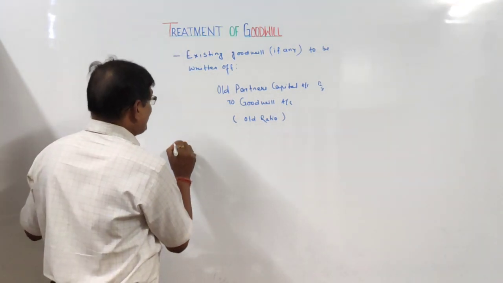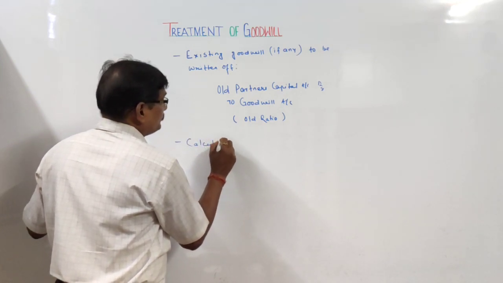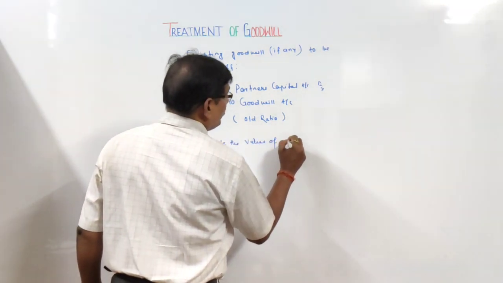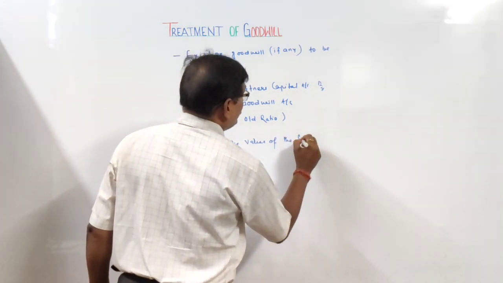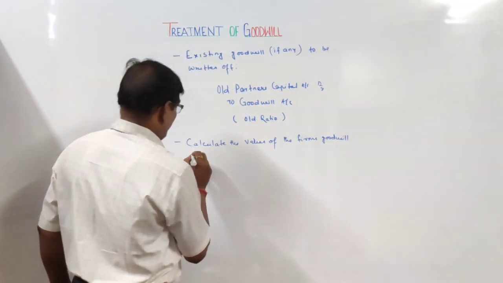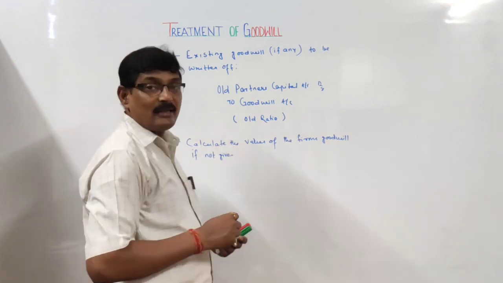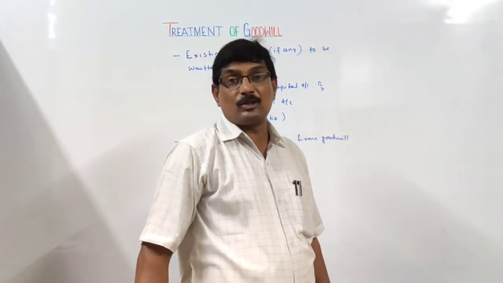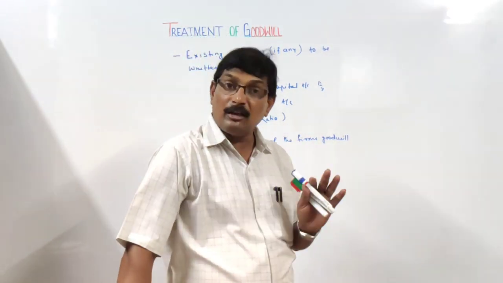Second step, we have to calculate the value of the firm's goodwill, if not given. What does it mean? Sometimes in the questions it will be given in clear terms what the value of goodwill is on the date of retirement. On the date of the retirement of the partner, what will be the value of goodwill? It will be given in the question.